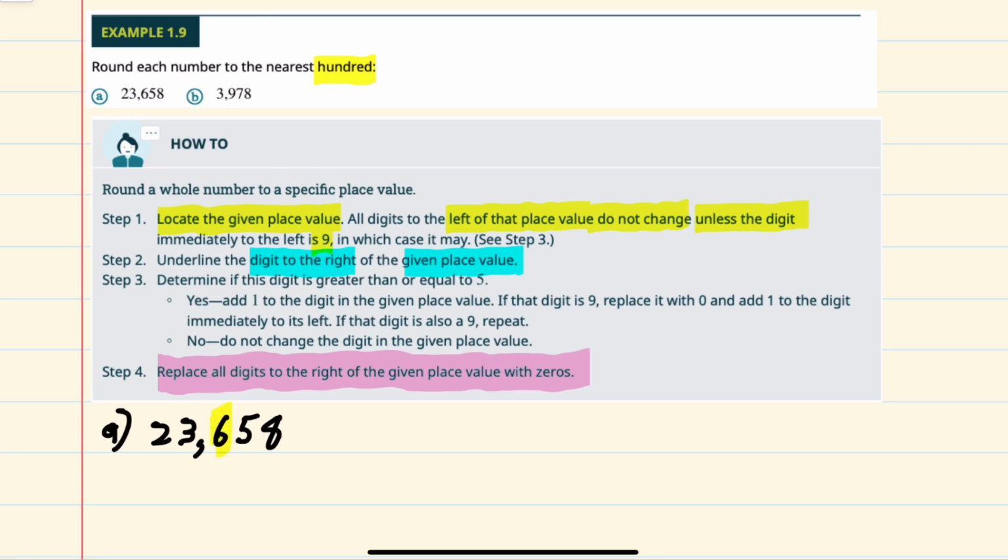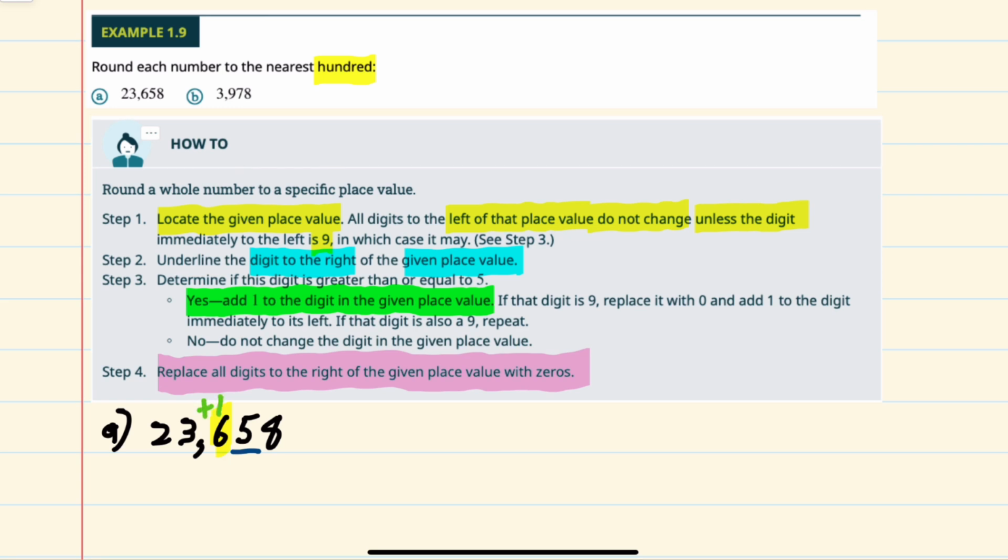Step 1 says all of the digits to the left will stay the same. Step 2 says to identify the digit to the right and to underline it. And step 3, looking at this digit, we're asked if it is greater than or equal to 5. In this case, it is a 5, so that means it is greater than or equal to 5. So our instructions are to add 1 to the digit in the given place value. So I will be adding 1 to this 6.